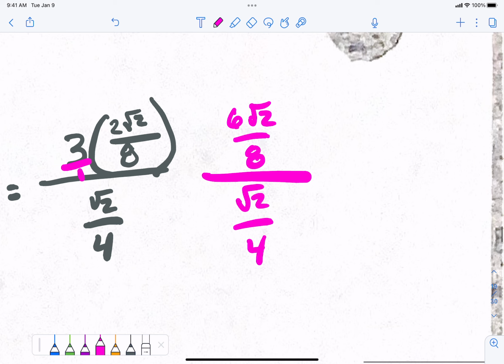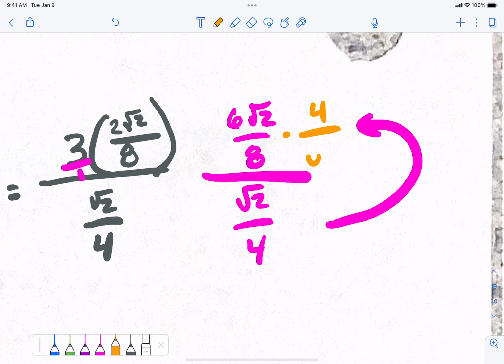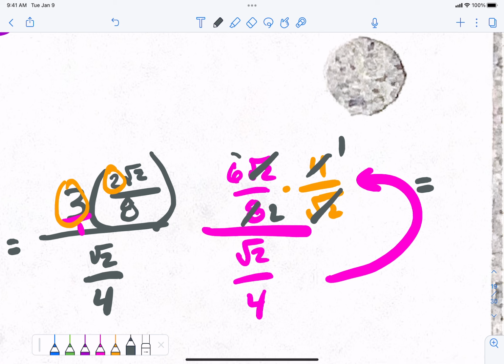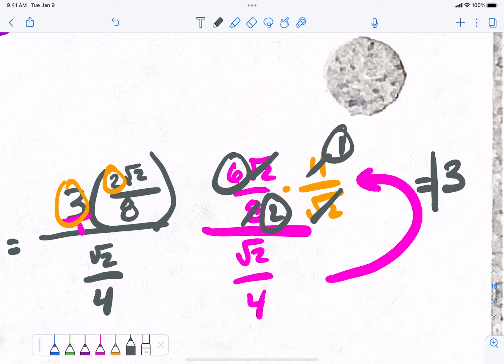Okay, now what? Whatever we did before, flip it over. Where did you get 6 from? 4 over the square root of 2. We multiply by 3. So that would be 24 square roots of 2 over... We're going to get rid of the square root of 2's. We're going to reduce the 4 and the 8 to be 1 and 2, right? So 6 times 1 over 2 is 3. The final answer is 3.